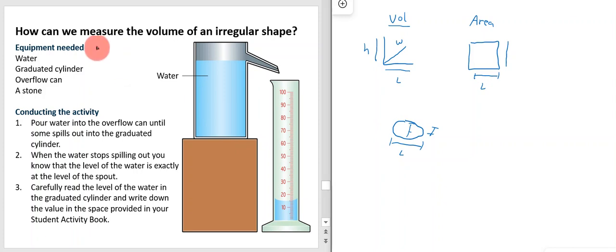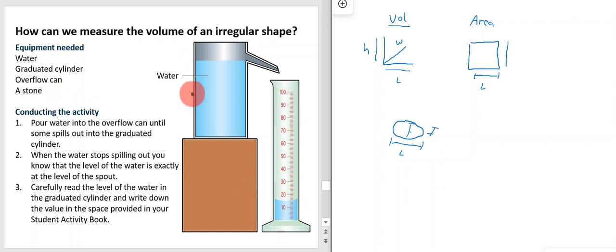So how do we go about doing that? What are some of the things that we need? So for example, we need water. We need what's called a graduated cylinder. Okay, so this here is a graduated cylinder. It's called a graduated cylinder because you have all these graduations here, and typically it'll measure volume in mils.